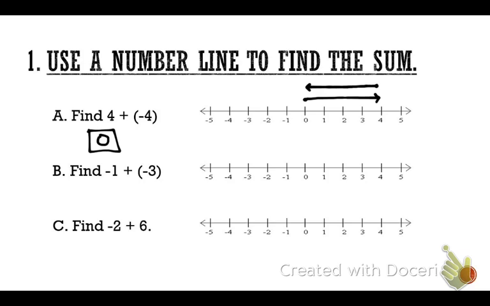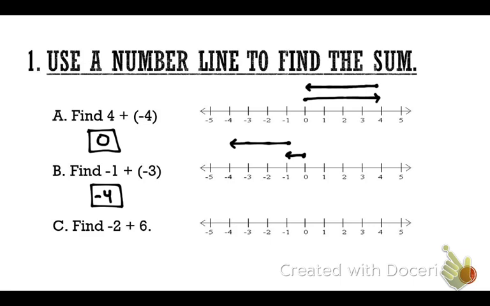Next up, it says, find -1 plus -3. I'm always going to start at the 0. First number, where am I going? Going to the left to -1. Next number, now that I've done -1, I also have to go back -3. So I'm going to start right here and go backwards, 1, 2, 3. Where did I end up? -4. Therefore, -1 plus -3 equals -4.